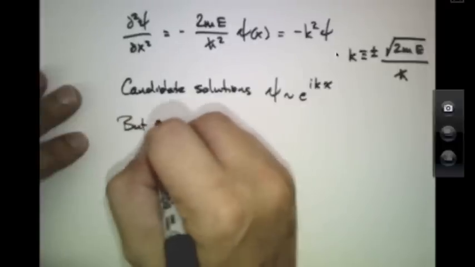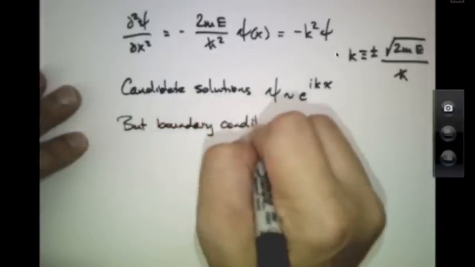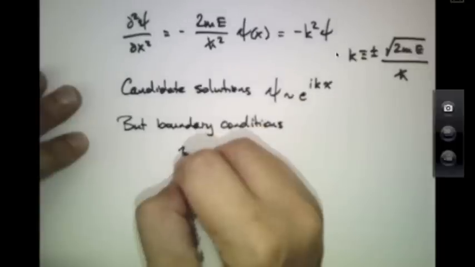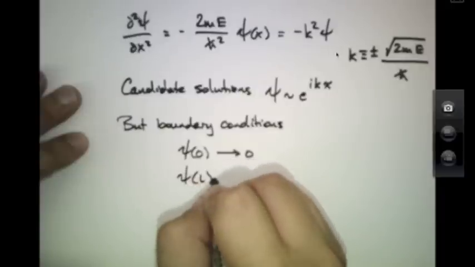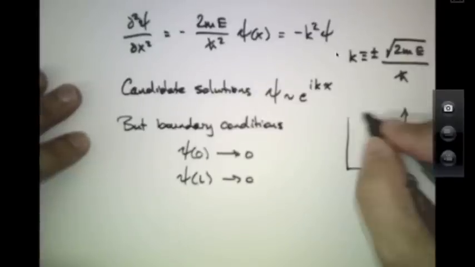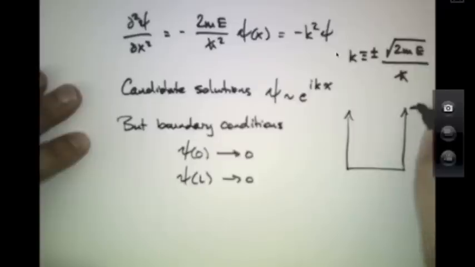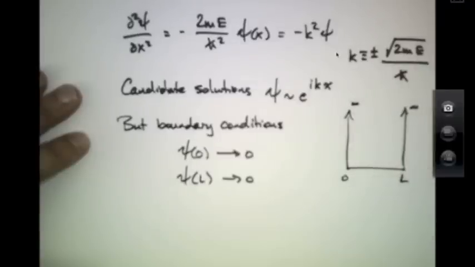But we have boundary conditions now. We would like the wave function to go to 0 as x either goes to 0 or x goes to L, and that's because the potential has gone to infinity up here at 0 and L. And if this wave function has something to do with probability, we know that the wave function should probably go to 0 at these locations.